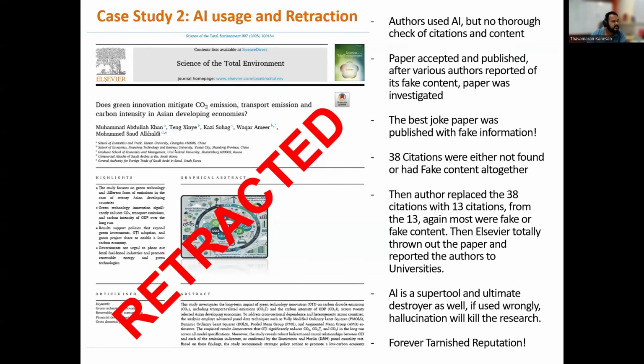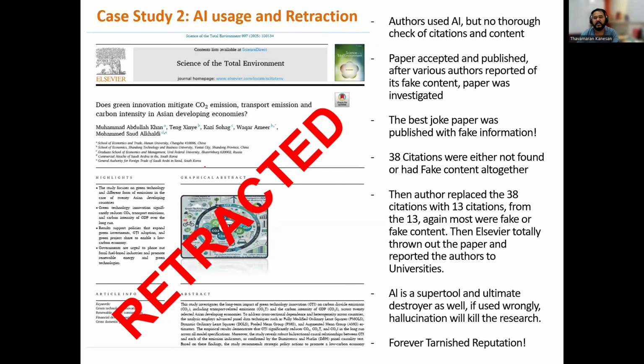This is a very recent, not very recent, paper from Hunan University, China, Yana University, Shandong, China, Russia, and South Korea.